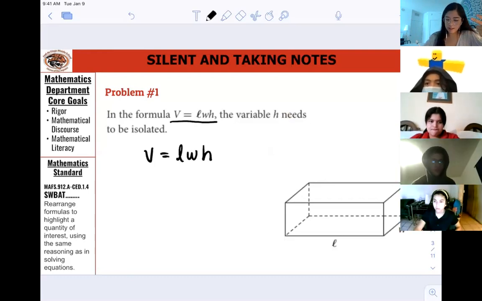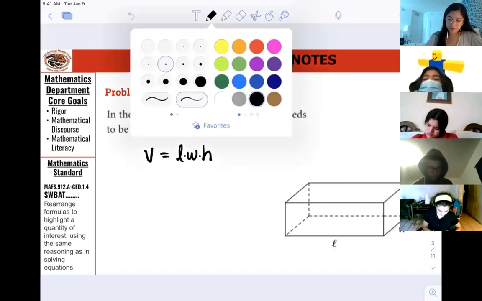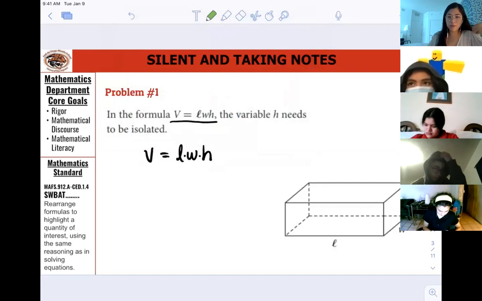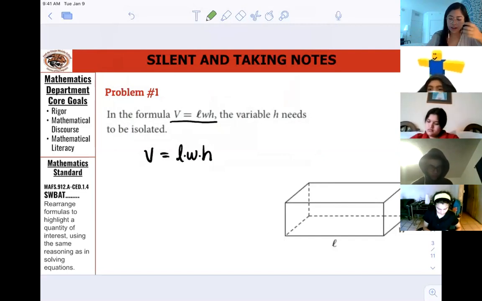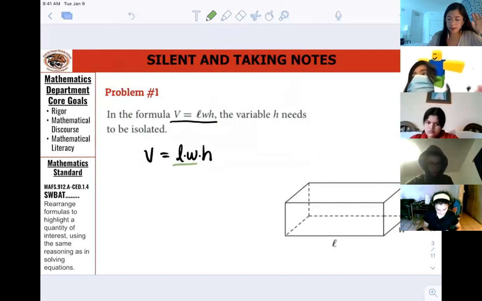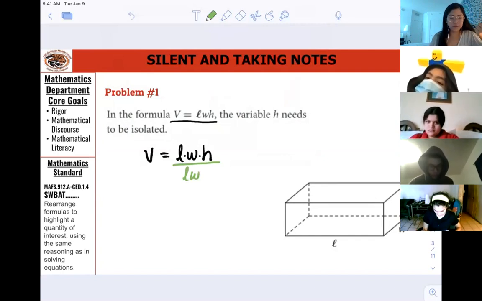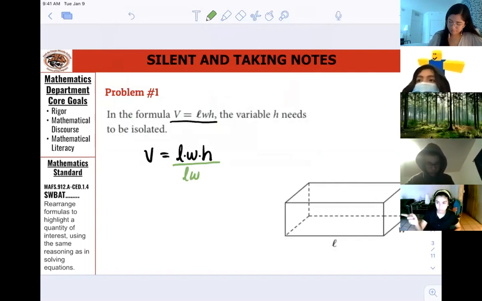Multiplication. Exactly. They're being held together by multiplication. In order to undo that, in order to get rid of what we don't want, we're going to do the opposite of multiplication, which is? Division. Division, exactly. So in order to get rid, because I don't want the L or the W, I'm going to divide by LW. But if I do that on the right side, what do I have to do? Do it on the left as well, exactly.